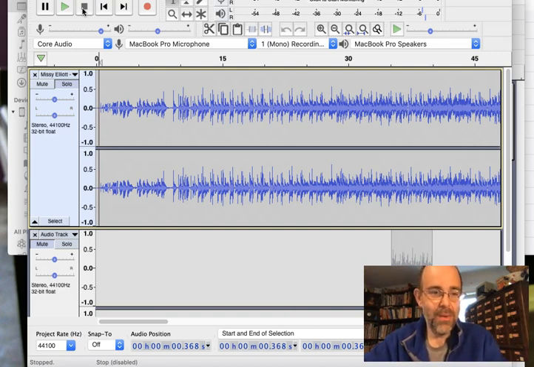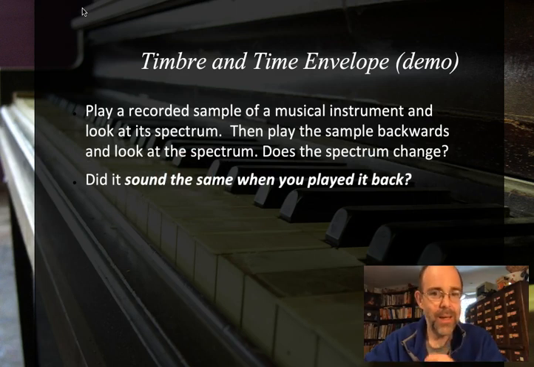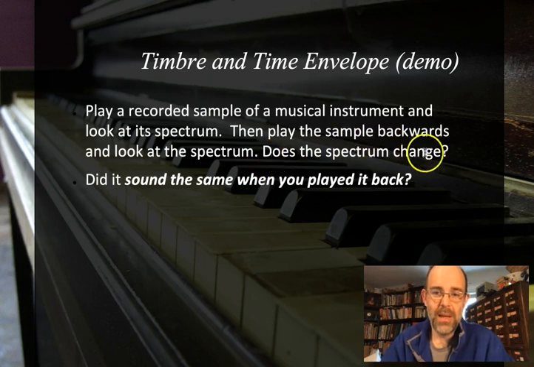I promise you a few demos in this video, and I'm going to start off with a question. The question is: suppose you play a recorded sample of a musical instrument, and you look at the spectrum. Then you play the sample backwards and look at the spectrum when it's played backwards. Does the spectrum change? So think about that question for a second. Does the spectrum change when you play the sound backwards? And then does it sound the same when you play it back?